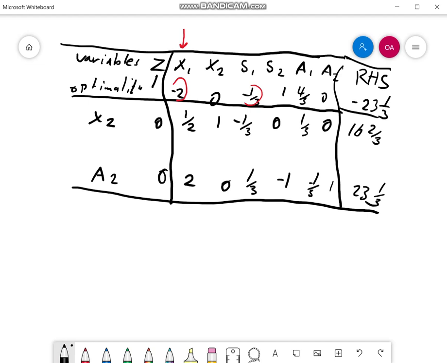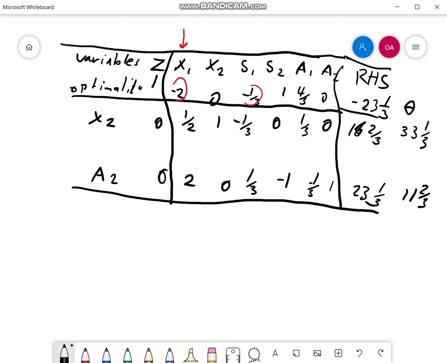Then I'm gonna determine the ratio by dividing the right hand side by the coefficient. So this will be 16 and 2 over 3 by a half, so it's multiplied by 2, 33 and a third, and this is gonna be divided by 3. For sure this is gonna be less, so this is 11, 2 over 3.